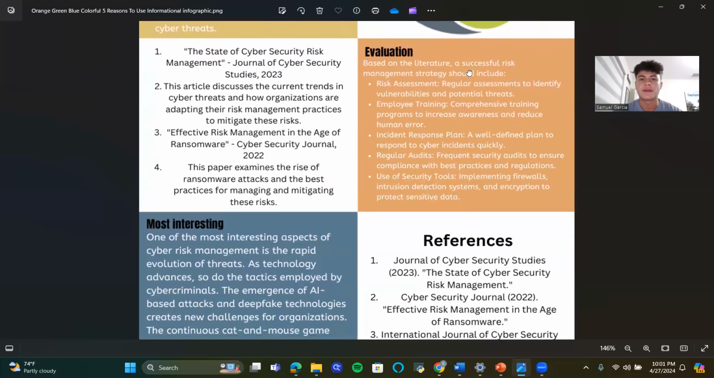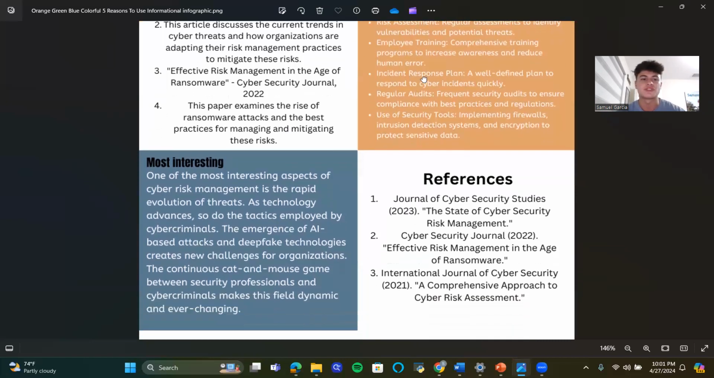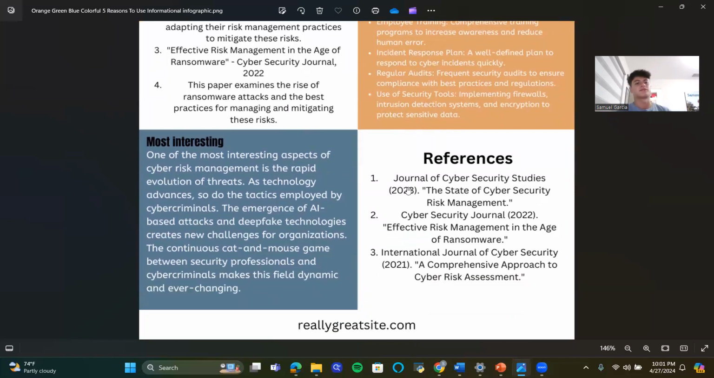And then here we have the evaluation, which is based on literature. A successful risk management strategy can include a lot of these, which I'm not going to read in depth because I don't want to go over the time limit, but it's going to be a lot of risk assessment, incident response plan, and then regular audits, just frequently doing that to avoid it as much as possible. And then something I found most interesting, one of the most interesting aspects of cyber risk management, is the rapid evolution of threats.